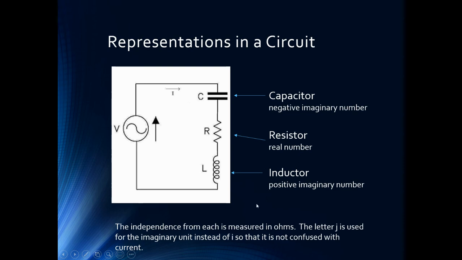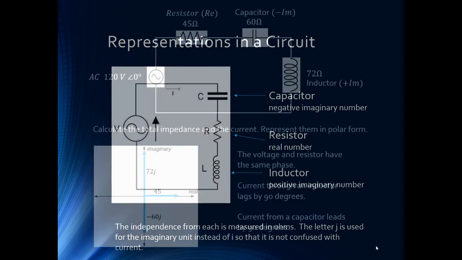And here, the capacitor has a negative imaginary number. The resistor is represented by a real number. An inductor is a positive imaginary number. And the letter J is used when you're dealing with electricity instead of I for the imaginary unit, because I can be confused with current. So they use J instead.